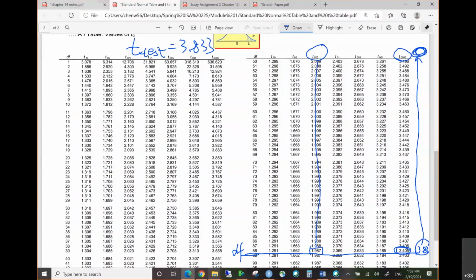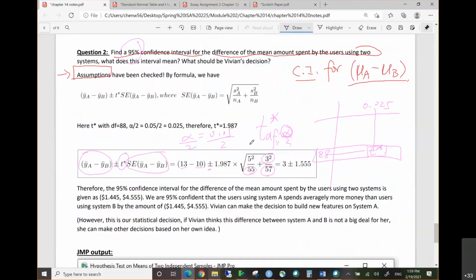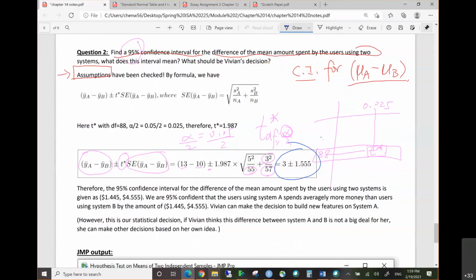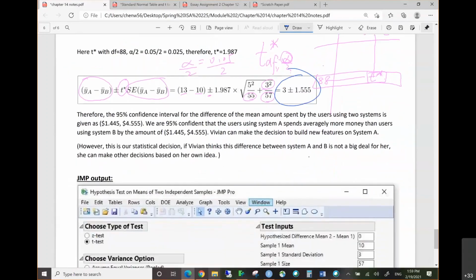All right. Once you plug all the values into this formula, you have your confidence interval, and you need to change it to the interval format. You will find your confidence interval as 1.445 to 4.555. So how can you interpret this confidence interval? We need to answer two questions. The first one, who is larger? The other one, larger by how much?